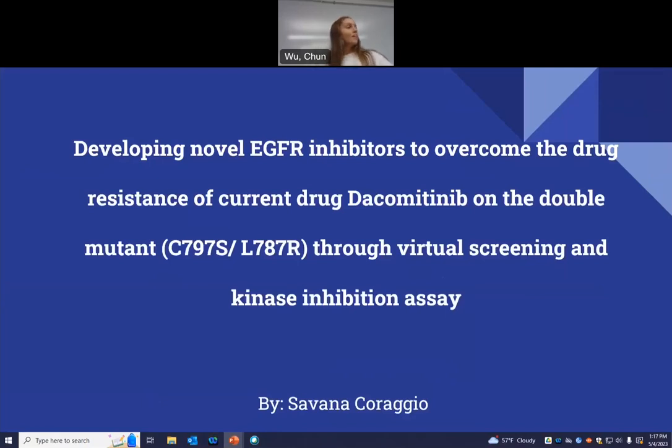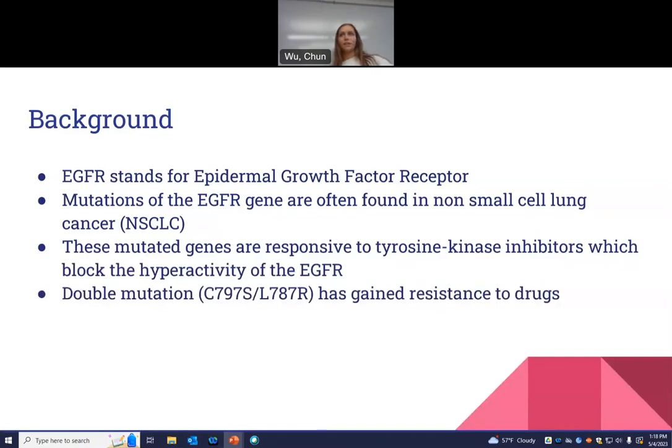Okay, so today I'm going to be talking about developing novel EGFR inhibitors to overcome the drug resistance of recurring drug Dacomitinib on the double mutant C797S L787R through virtual screening and kinase inhibition assay, which is probably familiar to some of you because we kind of did this in wet lab, which is exciting.